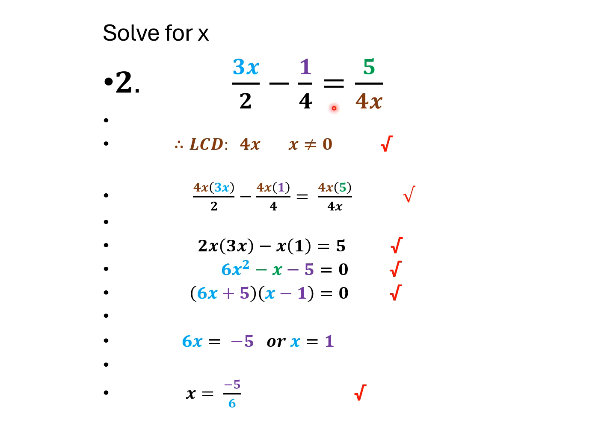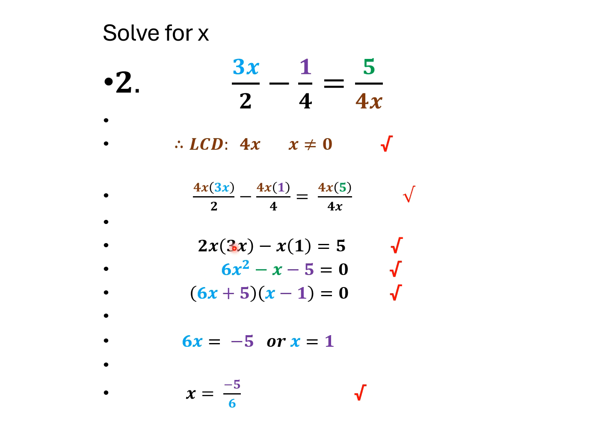The objective is to get rid of the denominator. So 3x times 4x, 1 times 4x, 5 times 4x. So 2 goes in 4x twice, so that becomes 2x times 3x. 4 goes in 4 once, leaving negative x times 1 behind. And here 4x and 4x cancel, and I'm left with 5. So 1 mark there for my LCD and my restriction, 1 for correctly multiplying, 1 here for simplification.